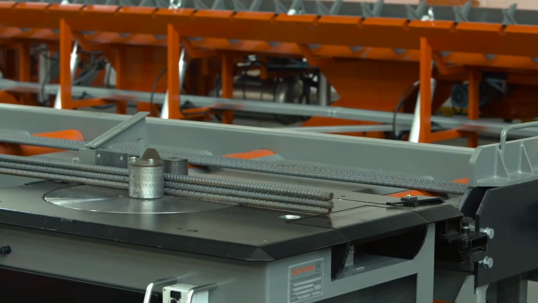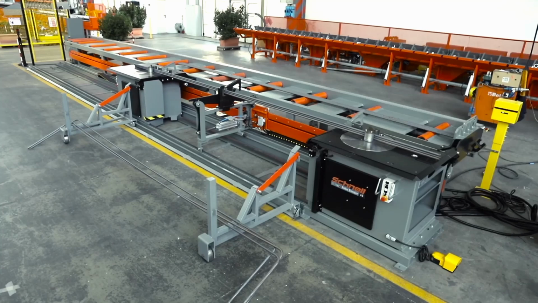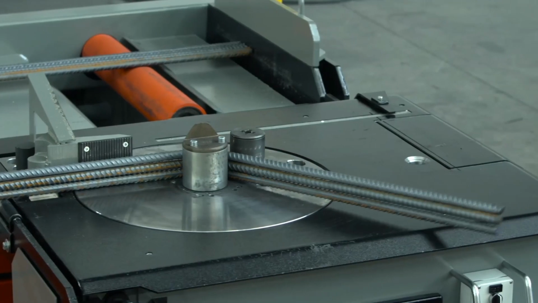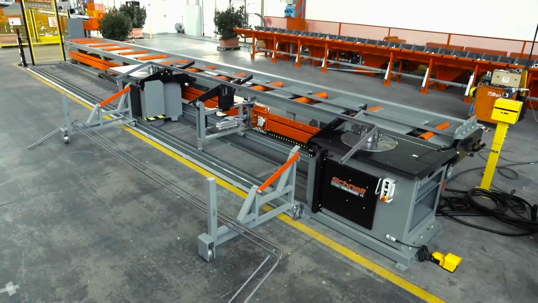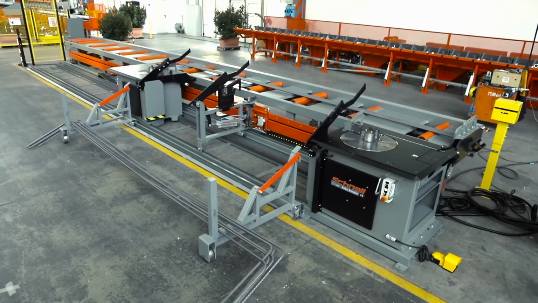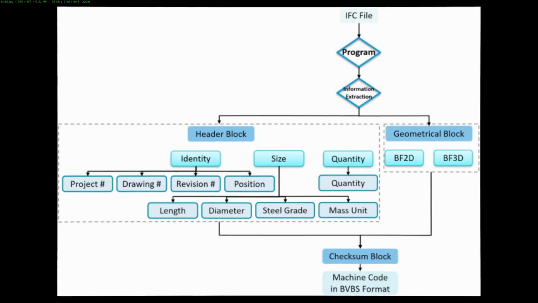An ABS file is a bending machine file that allows for automatic bending and bar cutting. The file format is compatible with the BVBS reinforcement interface guidelines. It can contain details such as project and schedule number, revision, bar mark and length, bar quantity and weight, steel diameter, and grade and mandrel diameter.